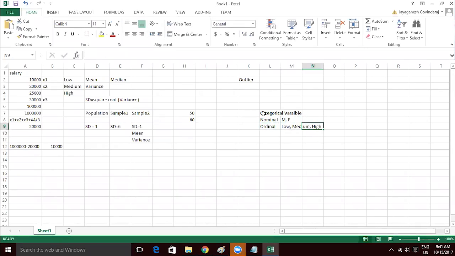So very simple. Whenever the variable has characters in it, that's nothing but a categorical variable. Within categorical, we have nominal and ordinal. Nominal means it doesn't have any mathematical meaning. Ordinal means it has meaning. Simple. Like that, we have numerical variables, or simply numeric variables. Numeric variables also have types: one is discrete, another is continuous.